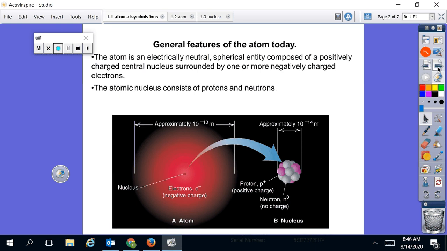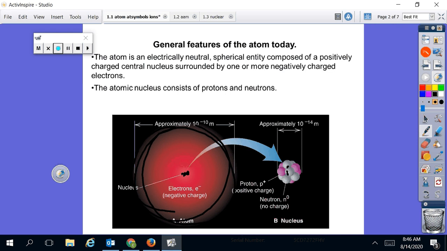Okay, and if you look in this picture, you can see the comparison of size between the nucleus and what we call the electron cloud, where the electrons are. You can see the nucleus in the middle is very tiny compared to this huge cloud around it with the electrons in it. Also, when you pull out the nucleus to look at it right here, you can see that it is made of both protons, which are positively charged, and neutrons, which have no charge.